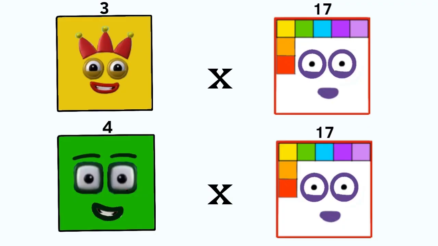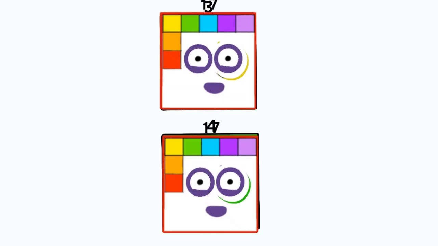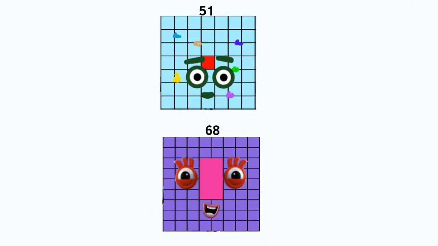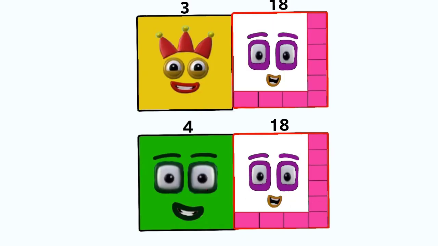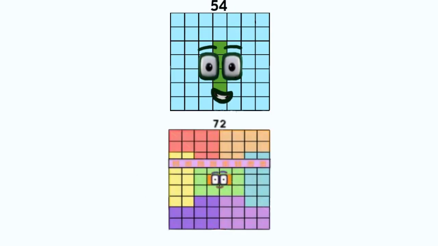3 and 4 times 17 equal 51 and 68. 3 and 4 times 18 equal 54 and 72.